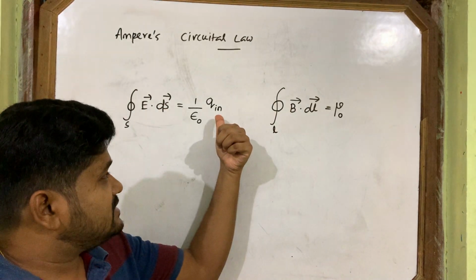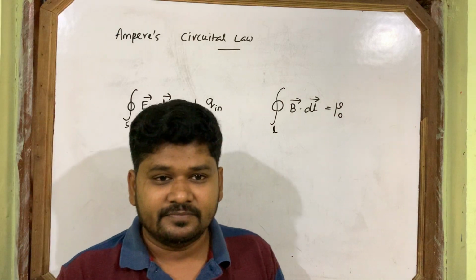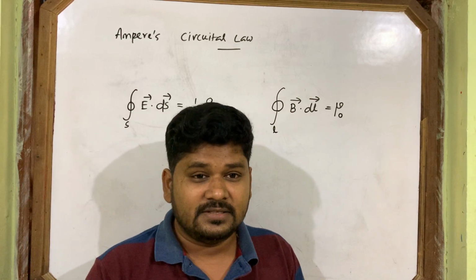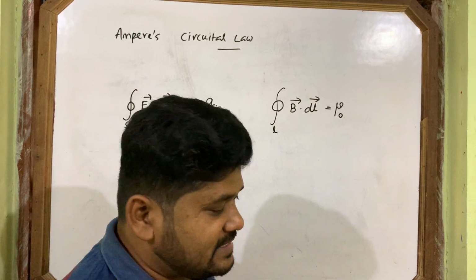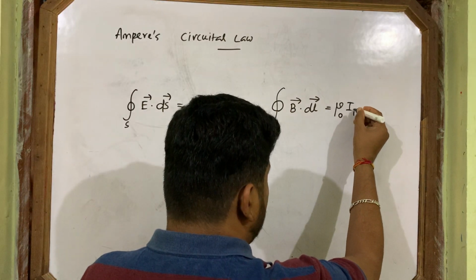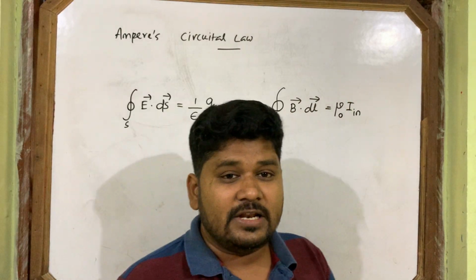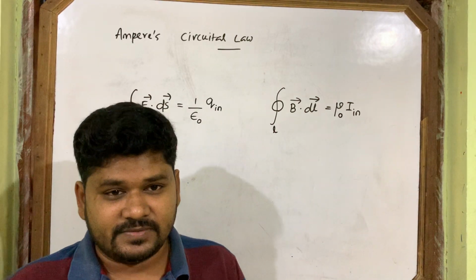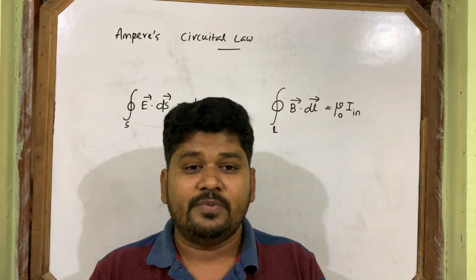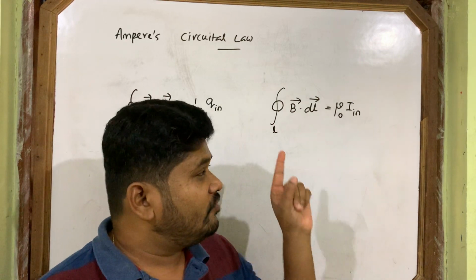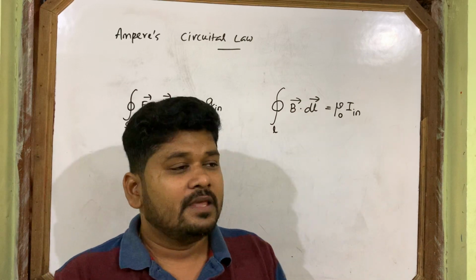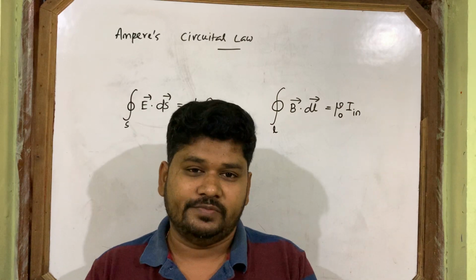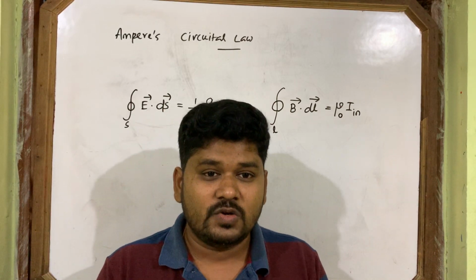Here it is charge enclosed. Charge is the source of electric field. But here, who is the source of magnetic field? Current. Current is the source of magnetic field. So that is I in, the current enclosed by the loop. I am telling you the complete sentence: line integral of magnetic field over a closed loop is equal to mu naught times the current enclosed by the loop.